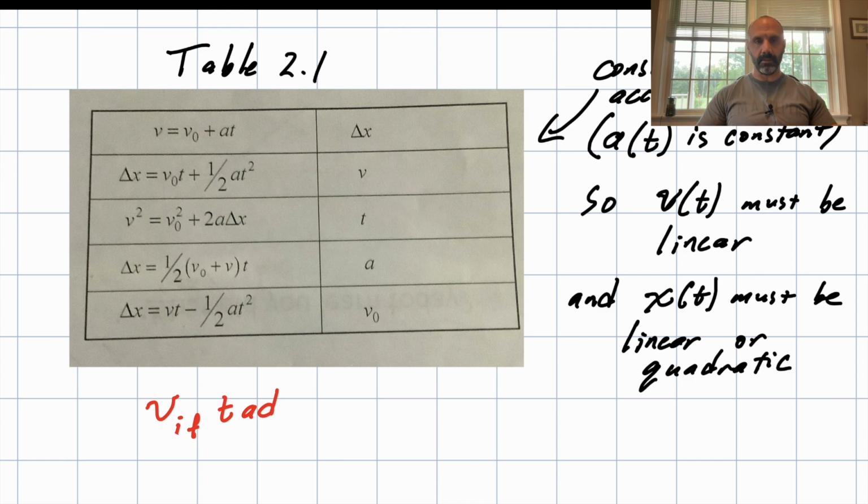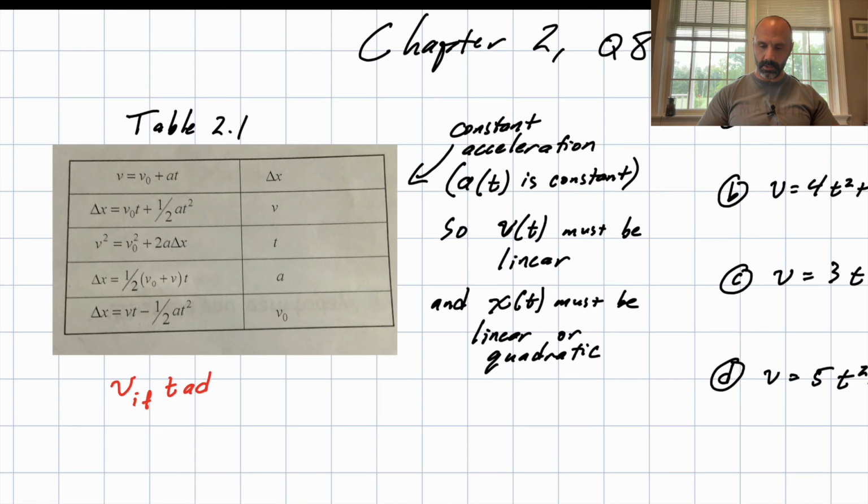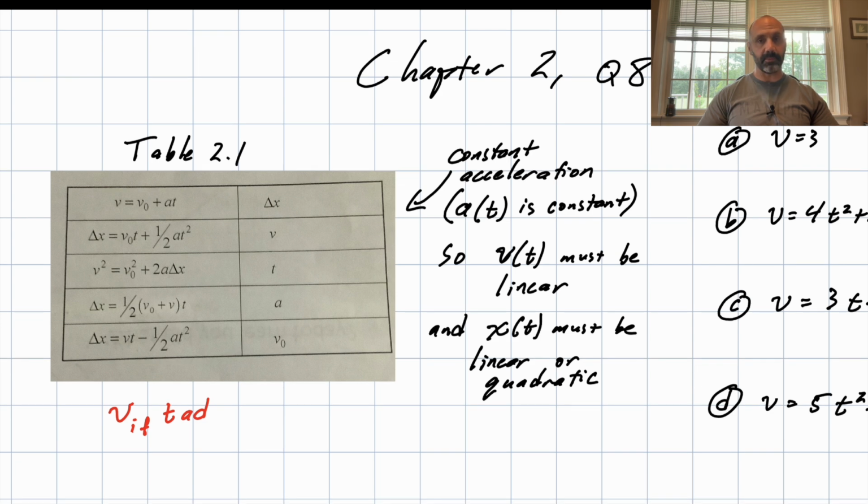So with that in mind, we're going to take a look at question 8 from chapter 2. Question 8 gives us some functions for velocity. Velocity is a function of time. It asks which of these could fit into the table, table 2.1, from the notes and from the textbook.